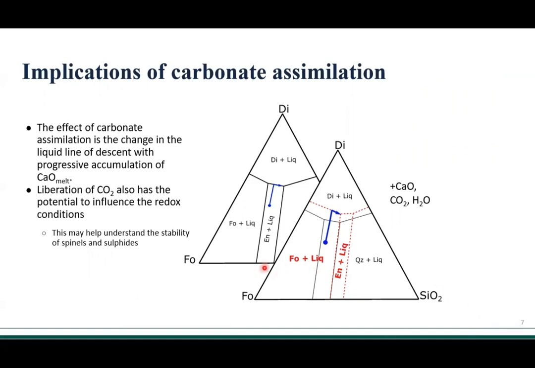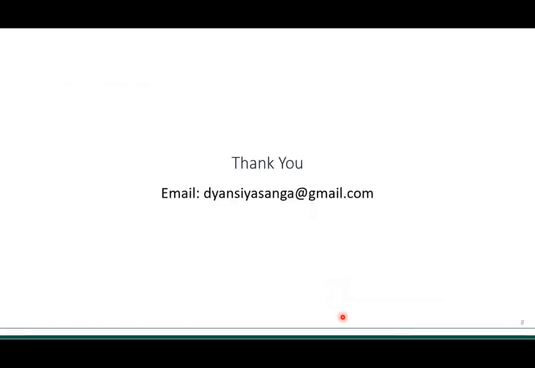So what would happen is if we crystallize orthopyroxene and then we add a calcium component or carbon dioxide and water, we would enhance the stability field of forsterite and that of diopside at the expense of enstatite. This is also very important in terms of understanding the carbon dioxide and how it would influence the redox conditions, because it would also help us understand how spinels stabilize, because we know that spinels are influenced by redox conditions. So that's all I have to share with you today.